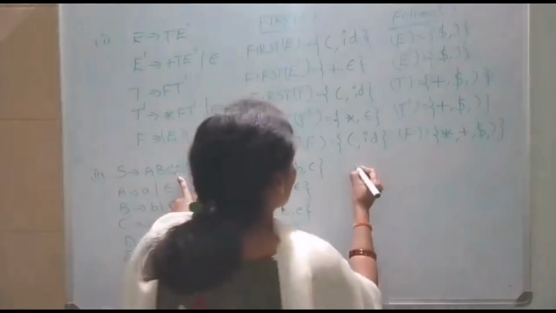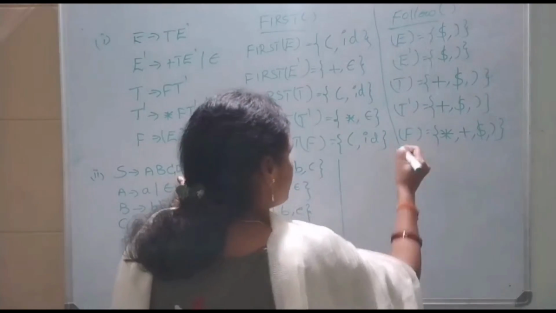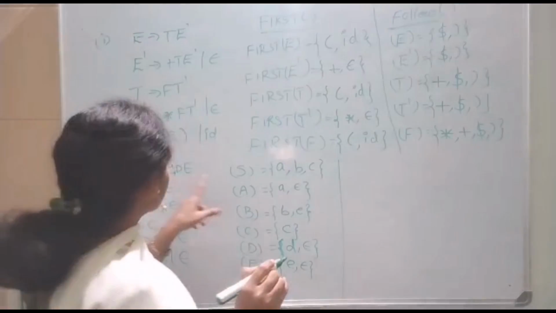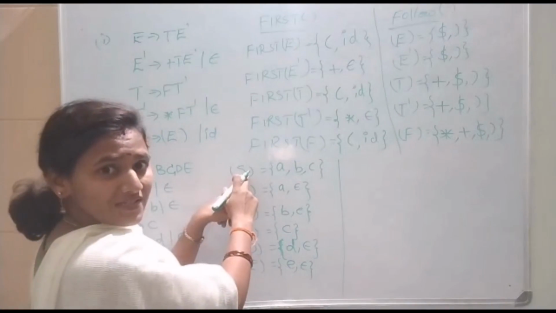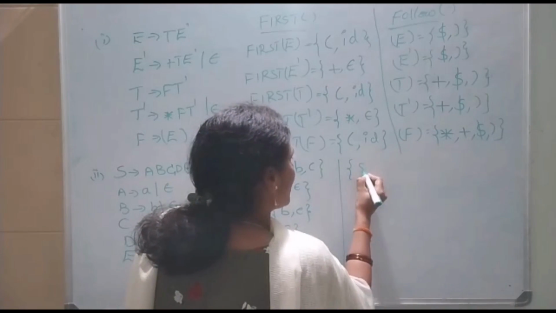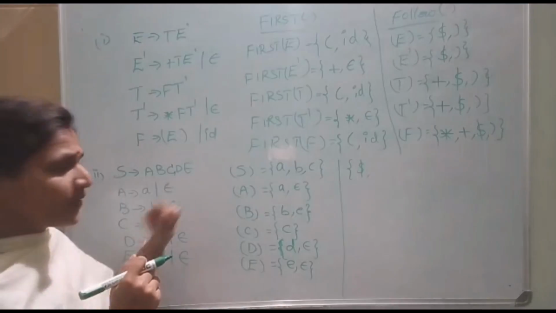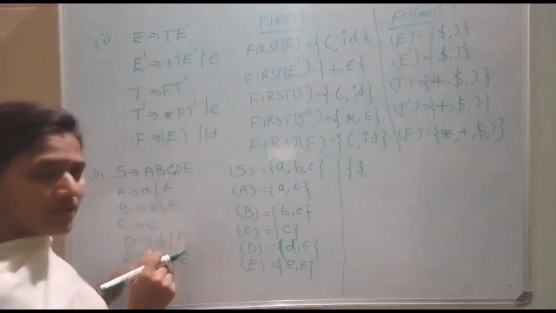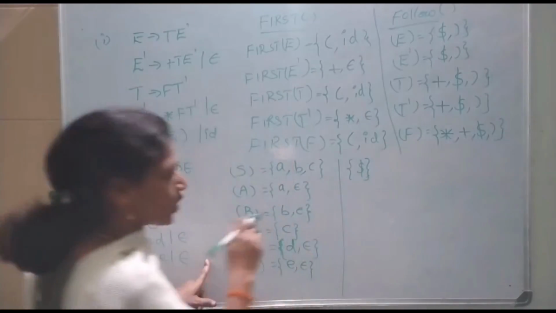Now, moving on to the follow function. What is follow of S? Here S is the start symbol of the grammar, so you are going to consider dollar as one of the symbols for that. Now you have to check whether S is defined anywhere in the RHS of the productions. No. So that means follow of S is dollar.